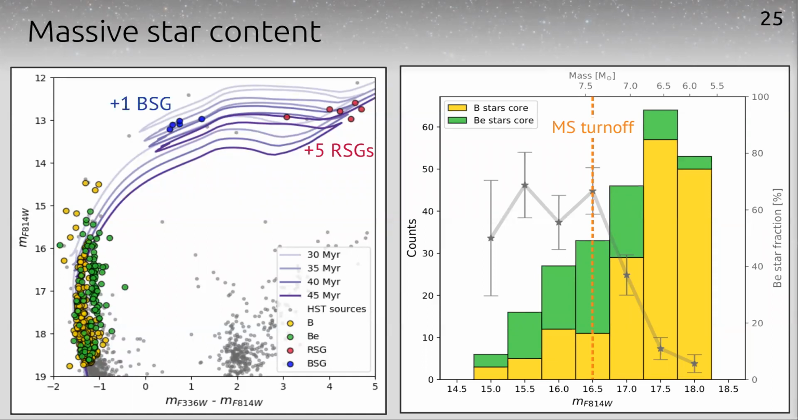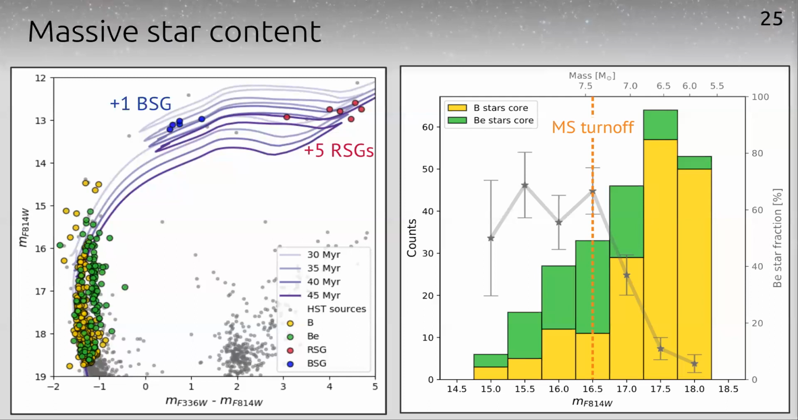Again, this is an observational definition, BE stars. This could, for example, be classical BE stars, but it could also be interacting binaries with a disk that appear observationally as BE stars. What is also important is that below the cluster turnoff, there's also BE stars.